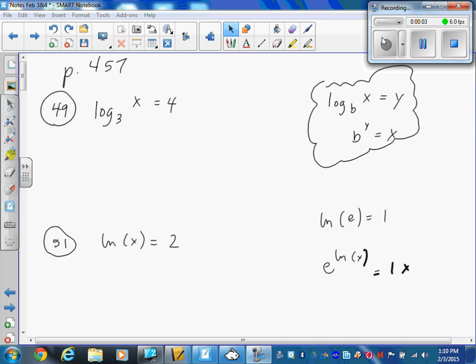Okay, so we are finding the log equations. We're solving log equations. We're going to work on both sides of the equal sign.